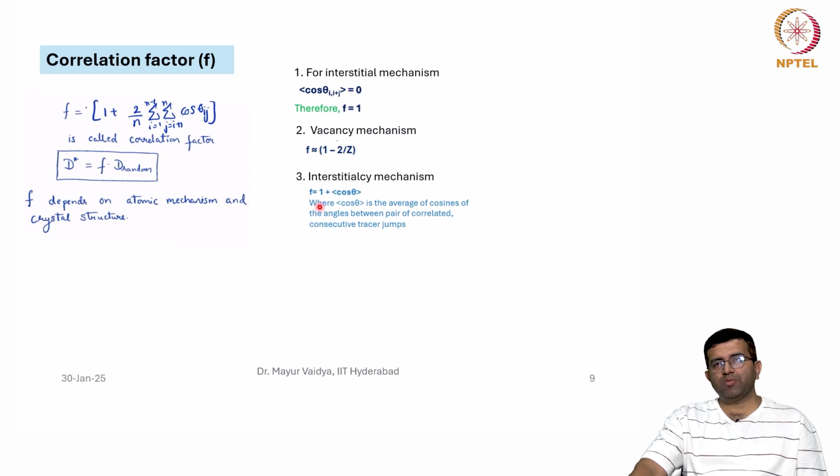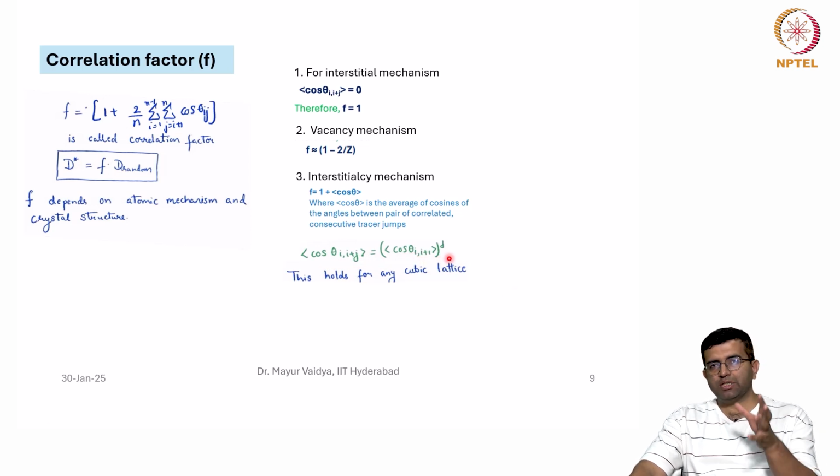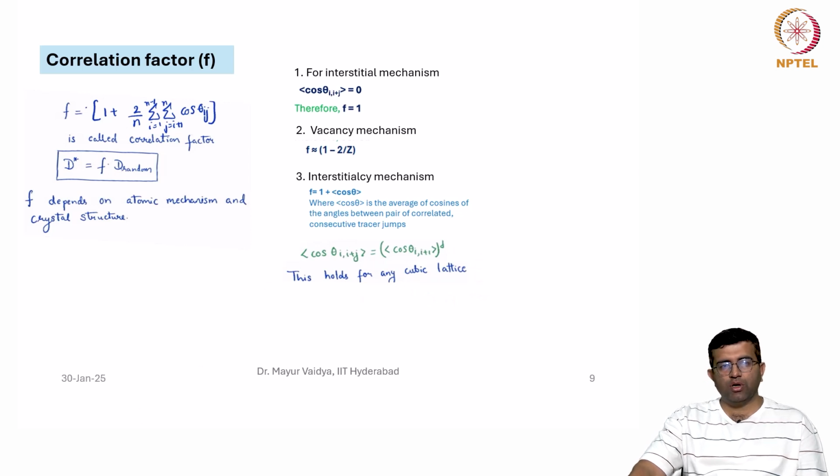For the interstitialcy mechanism, it is 1 plus the average of cos theta, where this average of cos theta is the average of cosines of the angle between a pair of correlated consecutive tracer jumps. While deriving these correlation factors, we also saw an important relation for a cubic lattice, that the average of cos theta i+j is equal to the average of cos theta i+1 to the power j. This helped us in writing correlation factors for different cases.